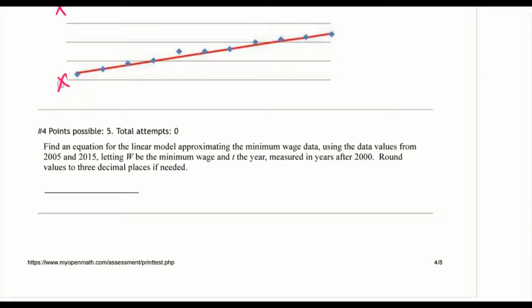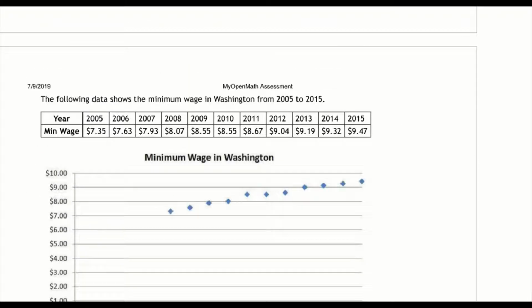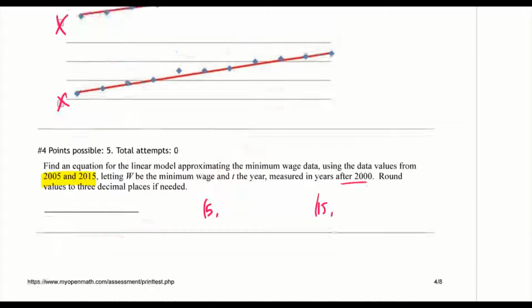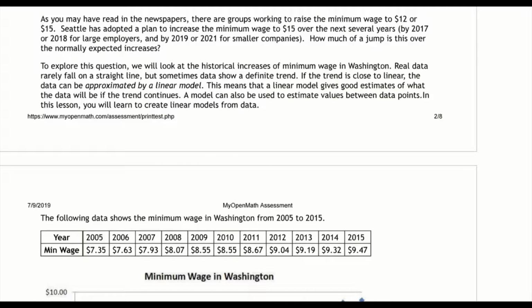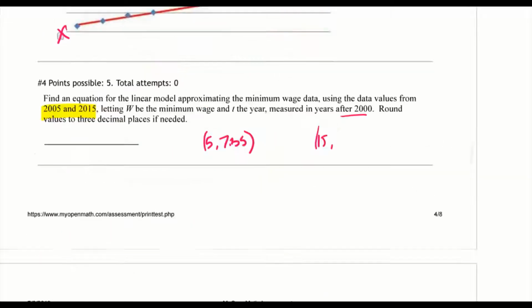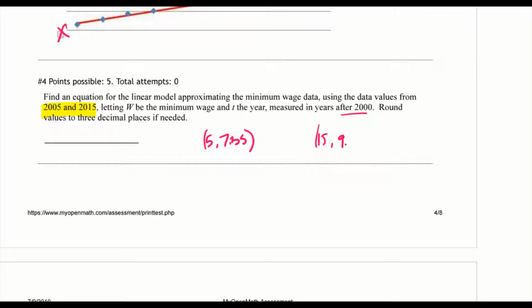So we want to be able to find an equation given 2 points. Now, to make sure we all get the same answer, the computer's going to tell us which points, but normally we can pick whichever. So I have 2005 and 2015, and we're only looking at after 2000, so that means we're going to use 5 and 15 as our x's. So we look back up at the table, and in 2005 it was $7.35, and 2015 we had $9.47 as the minimum wage.